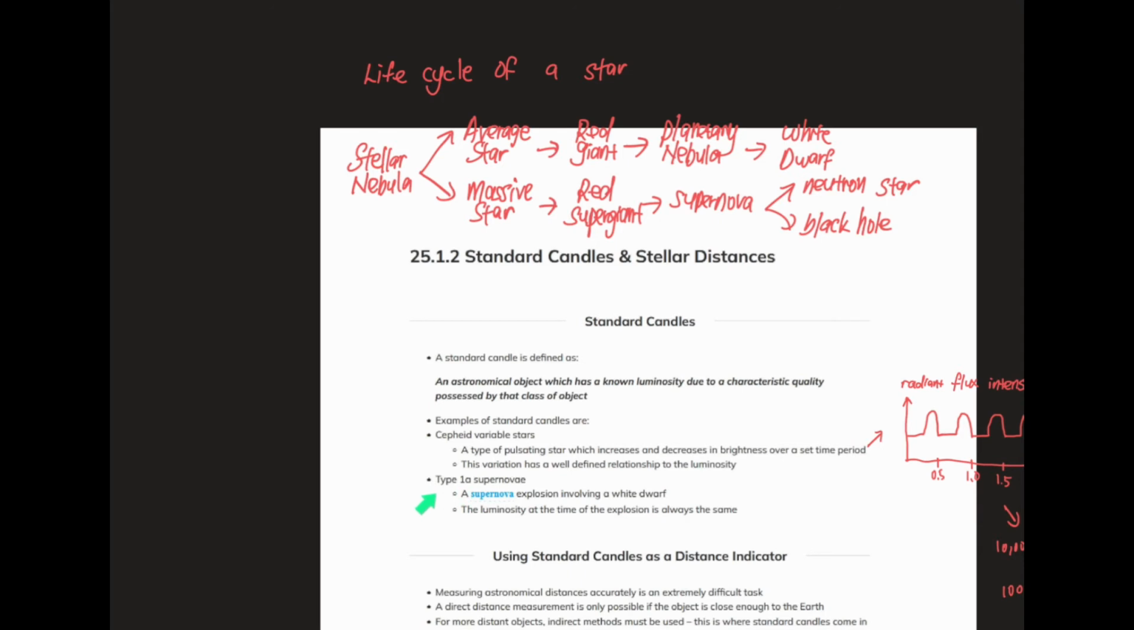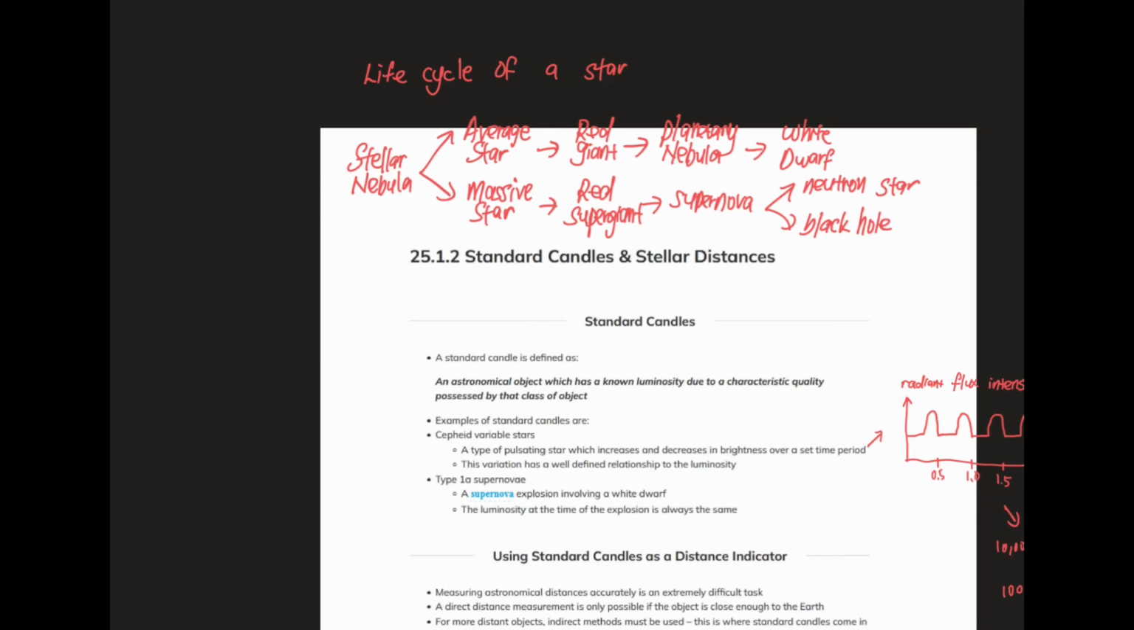So you can see here type 1a supernova, a supernova explosion involving a white dwarf. The luminosity at the time of the explosion is always the same. So that means when you look at a star in this stage, which is supernova, then it has a particular luminosity. So we can figure out the luminosity at the end if there are these kinds of supernova.